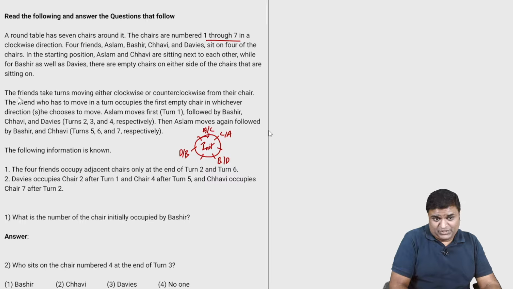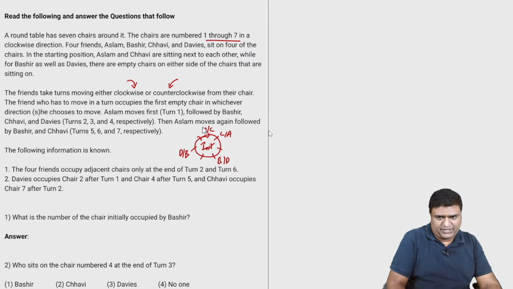Now the second paragraph, what does it say? The friends take turns moving either clockwise or counterclockwise from the chair. They are either moving clockwise or counterclockwise. The friend who has to move in a turn occupies the first empty chair in whichever direction he or she chooses to move. Now, wait a minute. Clockwise or counterclockwise? Clockwise, you know how the clock moves, right? So clockwise is going to be like this, and counterclockwise is going to be the other way around. You could move, okay? And the friend who has to move in a turn occupies the first empty chair in whichever direction he or she chooses to move.